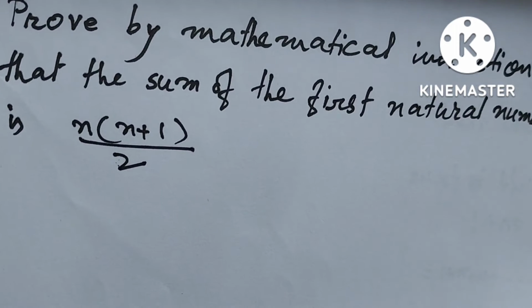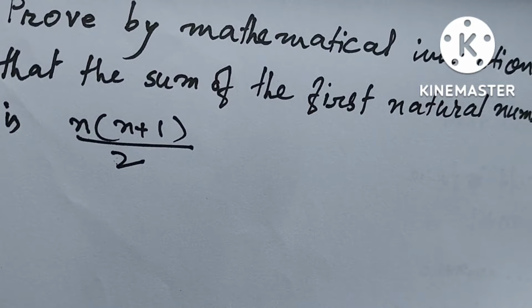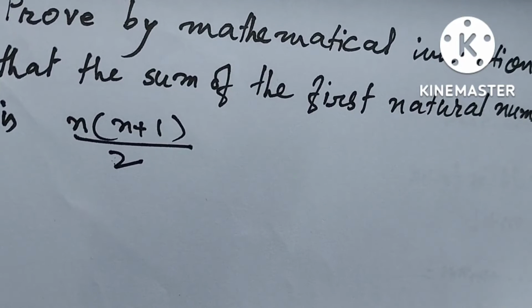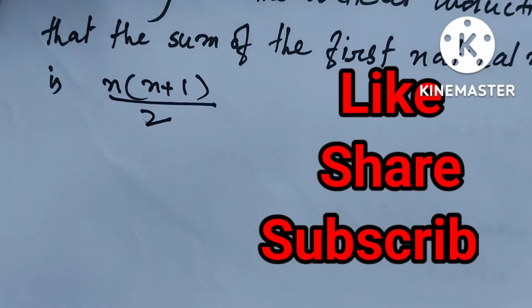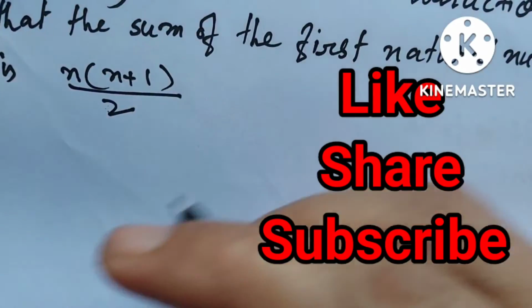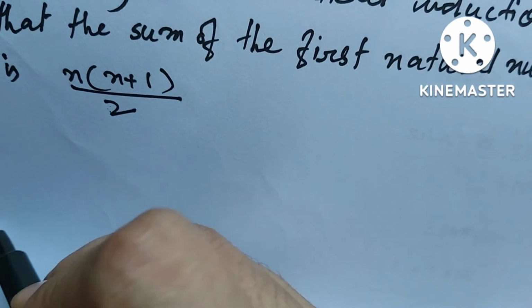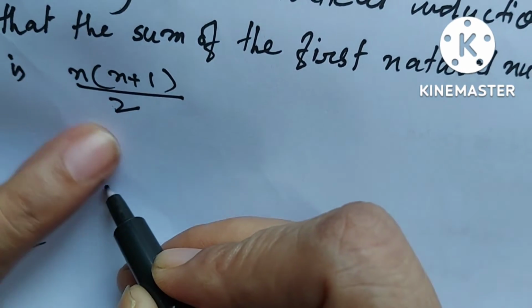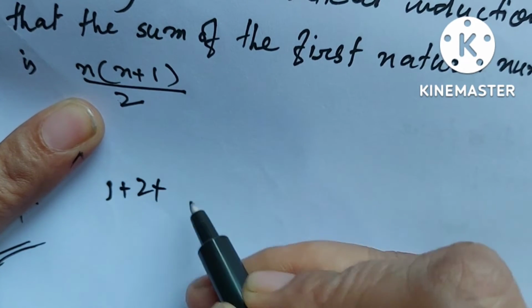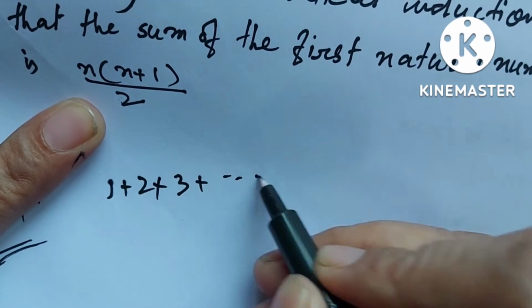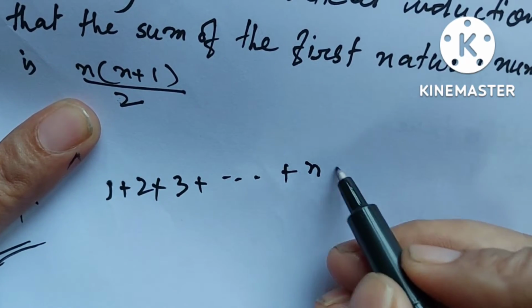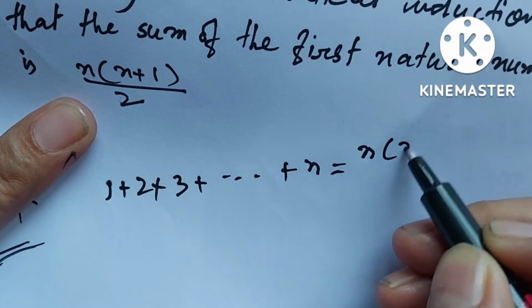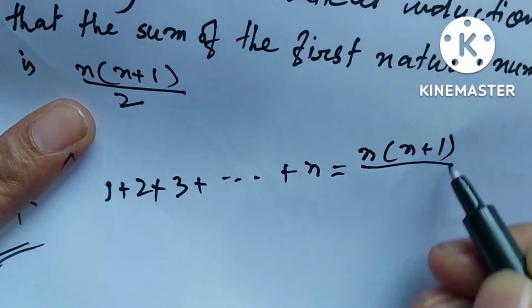First example, prove by mathematical induction that the sum of the first n natural numbers is n into n plus 1 by 2. That means we have to prove that, solution, 1 plus 2 plus 3 plus dot dot plus n is equal to n into n plus 1 by 2. We have to prove.